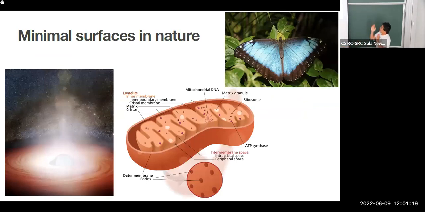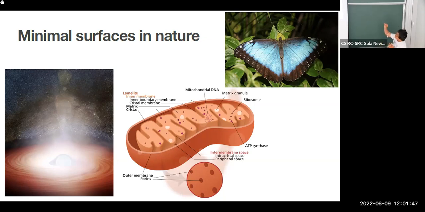So minimal surfaces in nature, they're actually everywhere. From a mathematical side, I want to abstract everything. So in my opinion, what is happening is that every time you have conflicting interactions between objects, it's possible that there will be a minimal surface.